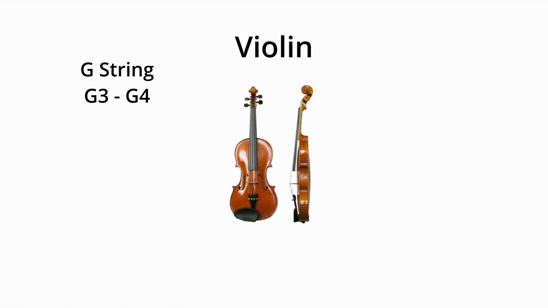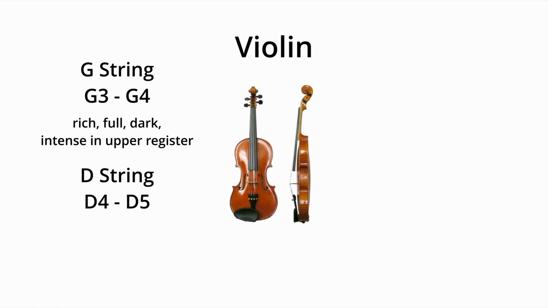The G string on the violin is rich, full, and dark. The upper part of the string has an intensity and expressiveness that composers will often call for by indicating sol G over a melody that otherwise would be played on the D string. The D string has a range from D4 to D5, and is overall less dark and less full sounding. It has a very mellow quality and is often used for song-like melodies.